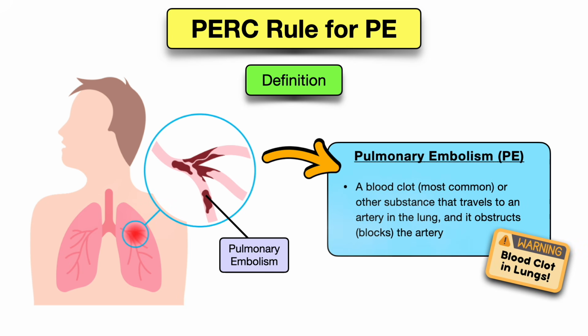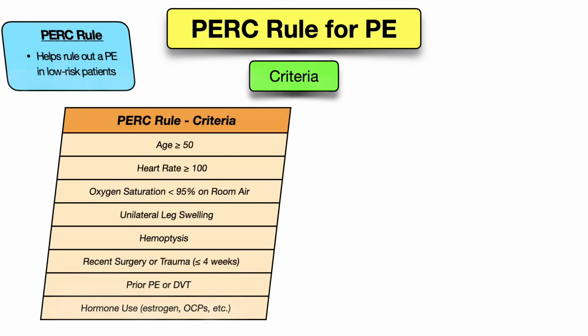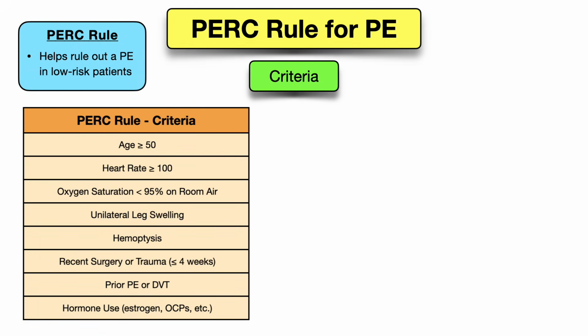Now, we said the PERC rule helps rule out a pulmonary embolism. So what is a pulmonary embolism, or PE? It's a blood clot or other substance that travels to an artery in the lung and it blocks the artery. And we can use the PERC rule to help rule out a pulmonary embolism in low-risk patients.